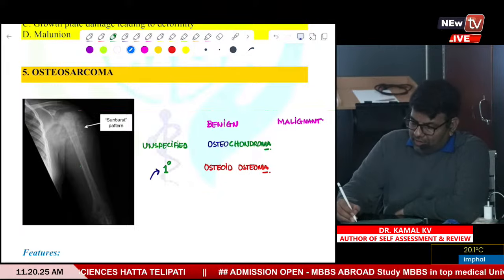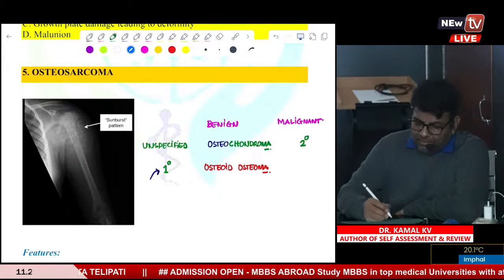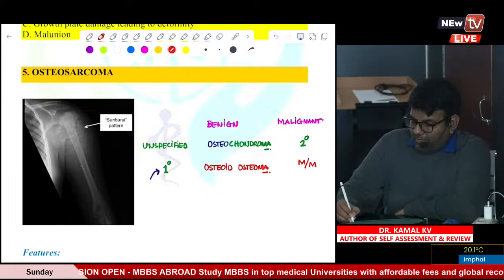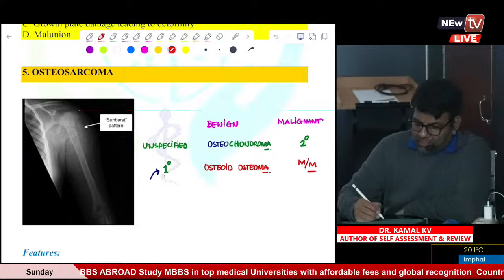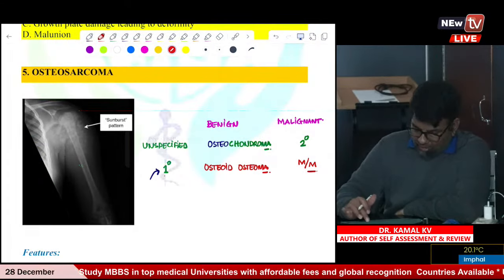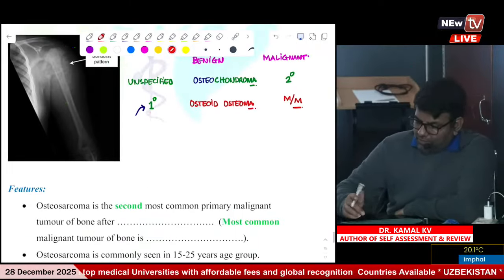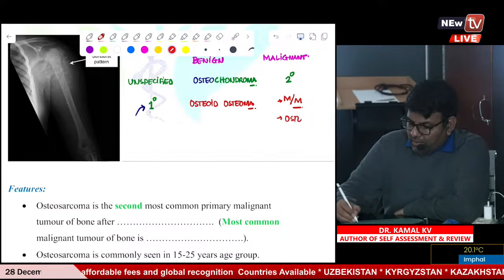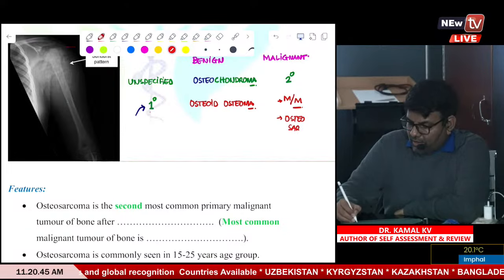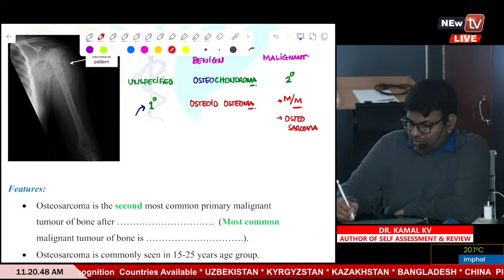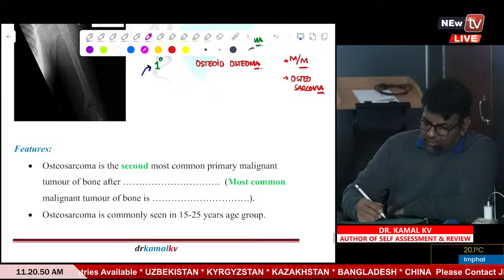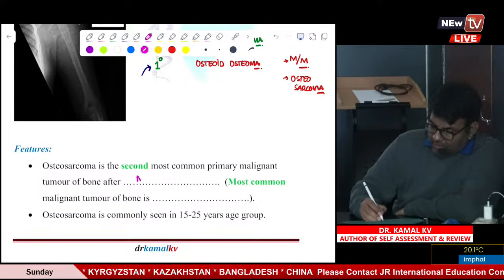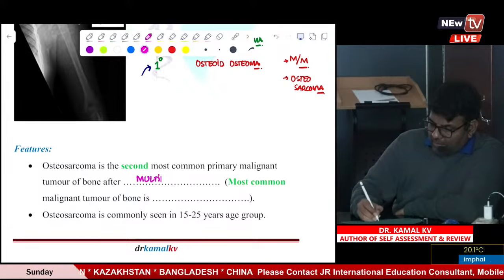Similarly, unspecified, the answer will be secondaries, and if I use the word primary, the answer will be multiple myeloma. Right? So please remember this. First is multiple myeloma, second is osteosarcoma. Clear? So second is osteosarcoma. So that's why it's written here. Osteosarcoma is the second most common primary malignant tumor after multiple myeloma.